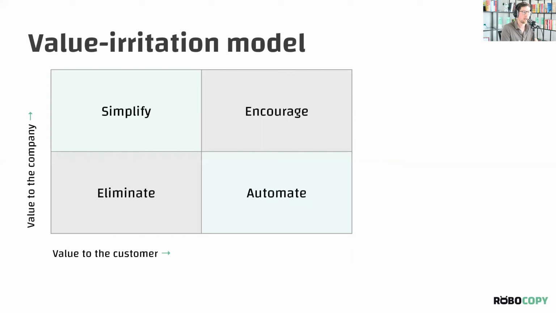We've shown this at most of our talks around the world, but this is a framework created by Bill Price, who was the first VP of customer service at Amazon. It's called the value irritation model. It's very helpful. It says some things are valuable to the customer, but not so much to the brand, and the other way around. Well, if we both don't care, then we eliminate that from the business process altogether, right?